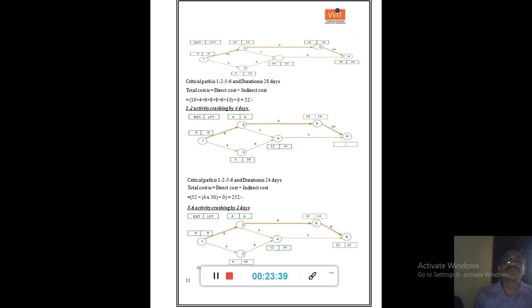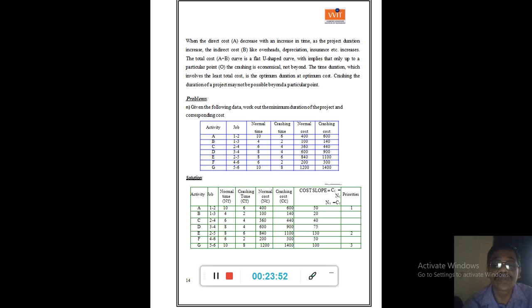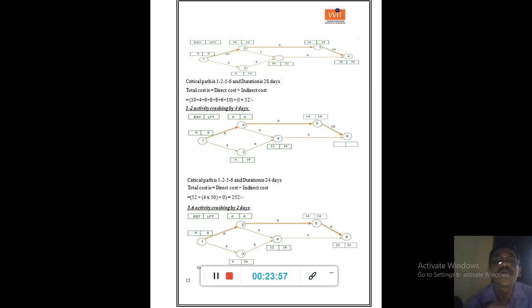Here it is mistakenly typed. Total cost is not 10 plus 4 or like that. This normal time has been printed, that is not correct. Plus 28 days indirect cost is not given, so you can leave that indirect cost and consider it as plus 0.